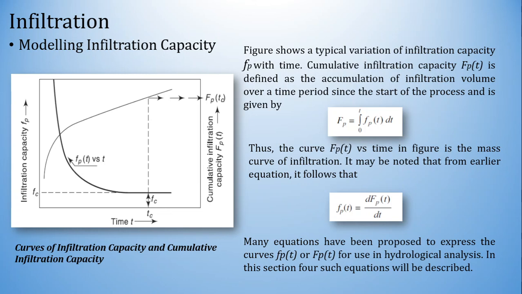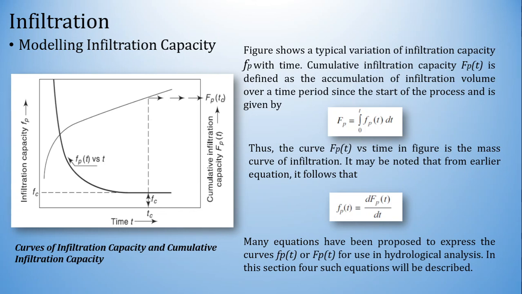Then modeling of infiltration capacity. These are the curves of infiltration capacity and cumulative infiltration capacity. On the x-axis you can see the time. On the y-axis you will see the infiltration capacity f_p, and next the cumulative infiltration capacity, capital F_p(t). So this figure shows a typical variation of infiltration capacity f_p with respect to time.